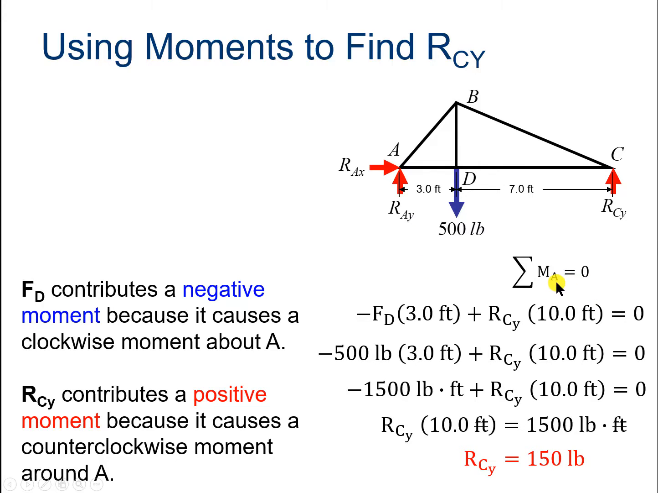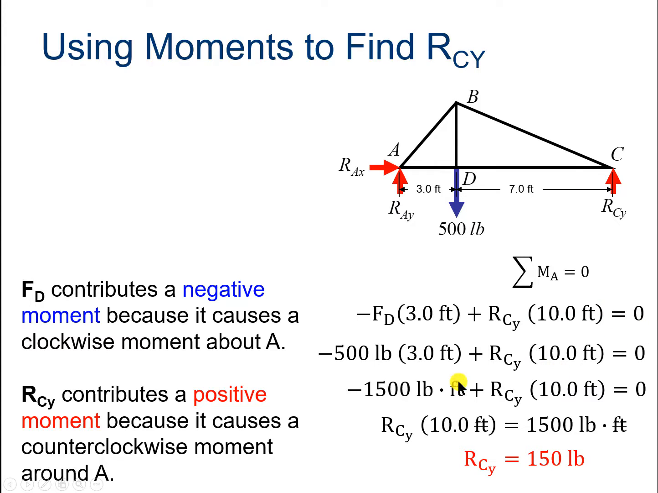At any point, that is, to sum the moments, we're going to choose A in this case. So on the left side of the equal sign is this: minus FD times 3 feet. The distance here is 3 feet, and these are at right angles to each other. Plus RCY, a total of 10 feet away, that must equal 0.